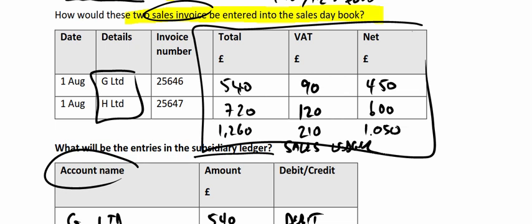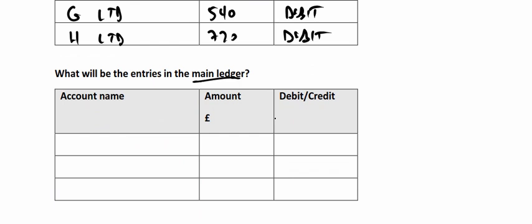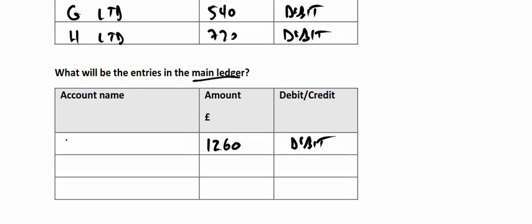1,050, and it's these total figures that we now use for posting the double entry, because in total the two customers combined owe us £1,260. That's therefore the full debit that we would post to the sales ledger control account. And remember, it's the control account that we hold in the nominal or the main ledger to record the full amount owed by our credit customers.